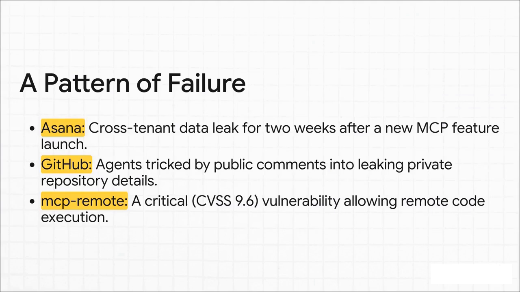And look, this isn't a one-off thing. It's a pattern. Asana had a data leak that went on for 2 weeks, exposing data between different customers. GitHub had AI agents that were tricked by public comments into leaking details from private code repositories. And we already talked about that MCP remote vulnerability with that insane 9.6 critical severity score. This problem is absolutely systemic.